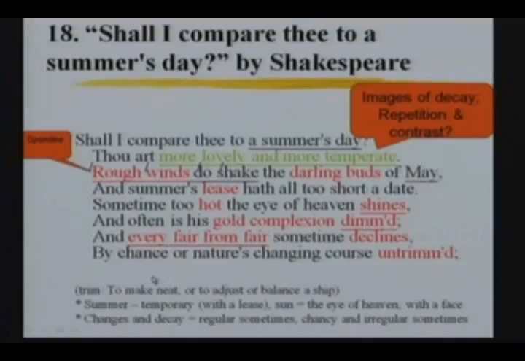Okay, like the young people can become older, and then the shape becomes less beautiful, and that's the idea of being untrimmed. Okay, to become the opposite to being neat or being balanced. Okay, because trimming can also mean adjusting and balancing a ship.